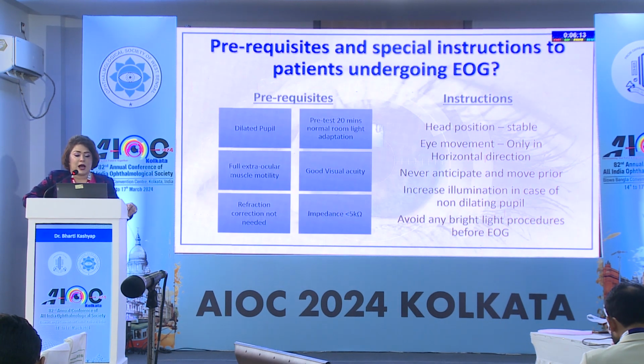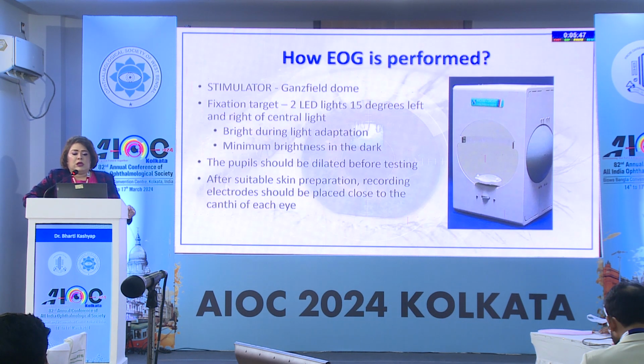The prerequisites are dilated pupil, full extraocular muscle motility, refraction correction is not needed, 20 minutes pre-test at room temperature light adaptation, good visual acuity, and impedance should be less than 5 kilo ohm. The instructions are: head position should be stable, eye movement only in the horizontal direction, head should not move, never anticipate and move prior, increase illumination in case of non-dilating pupil, and avoid any bright light procedure before EOG. The Ganzfeld dome is the stimulator. The fixation target is 2 LED lights, 15 degrees left and right of the central light.